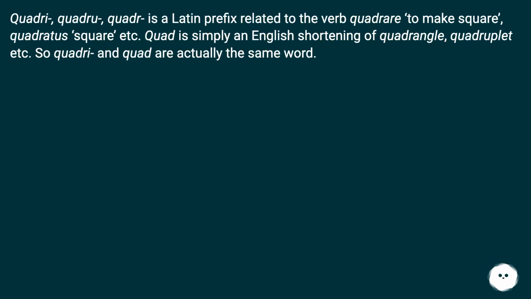Quadri- and quad- are Latin prefixes related to the verb quadrare, to make square, quadratus, square, etc. Quad is simply an English shortening of quadrangle, quadruplet, etc. So quadri and quad are actually the same word.